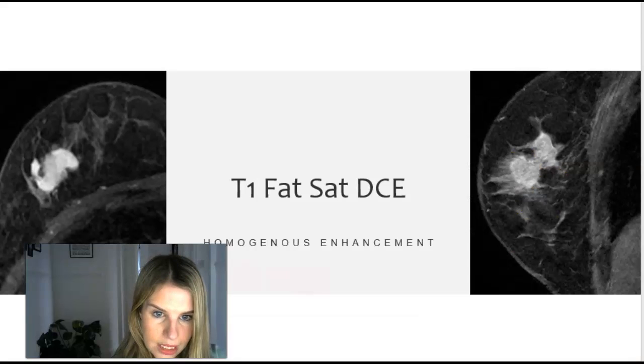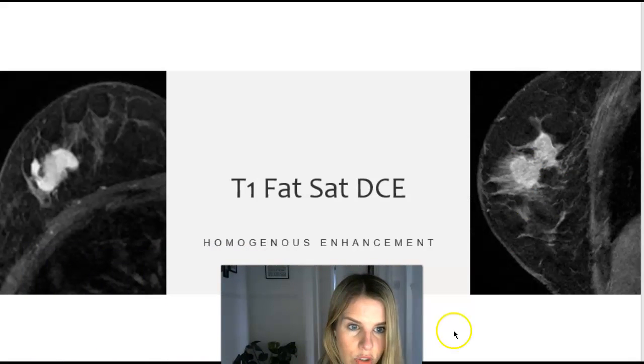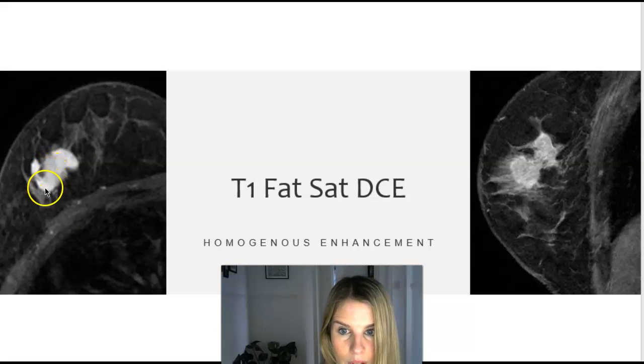And then if we look at it with the dynamic contrast enhancement, this again is a T1 fat-sat, so the fat has all been saturated, but we have obviously introduced this contrast, and you can see that there's homogeneous enhancement the whole way through the tumour. So it's the same patient, they've got a lobulated mass with homogeneous enhancement.